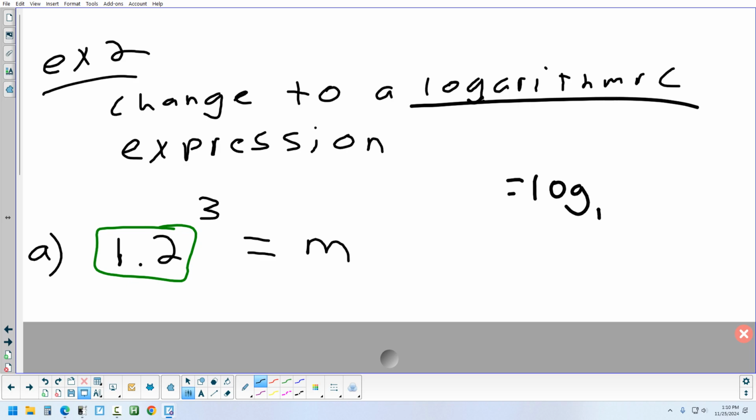So now we need a base, an argument, and an exponent. Start with the base. Is it 1.2? The base is 1.2 because that was the base on the other side. So 1.2. Logarithm always equals what kind of number? Exponent. Always equals an exponent. So now look for your exponent. 3. And what do we call that? Argument. That's the argument, and that's what was by itself.